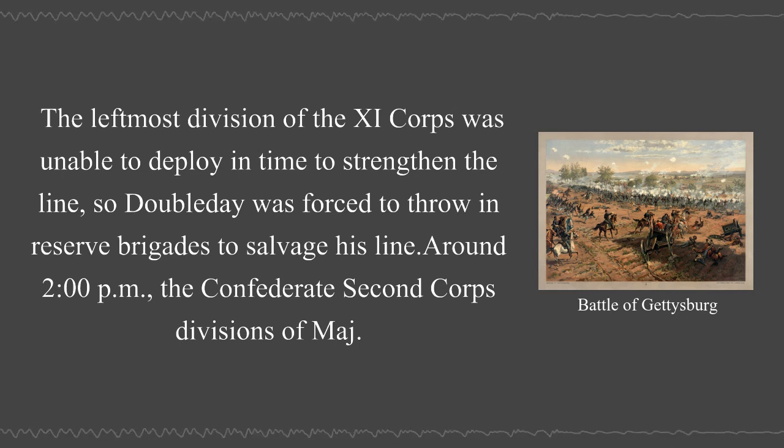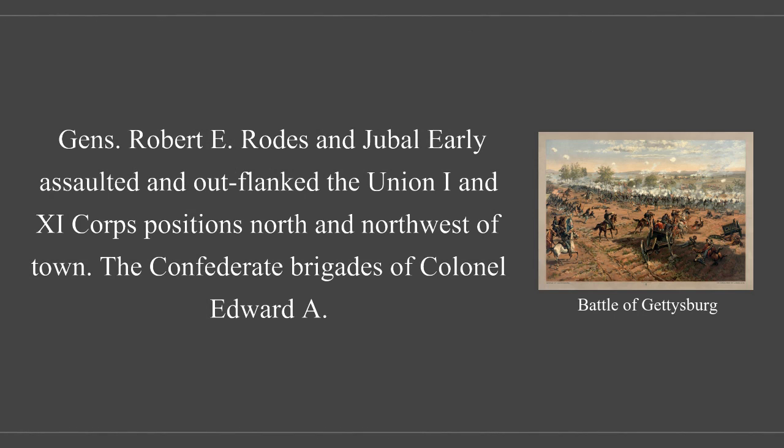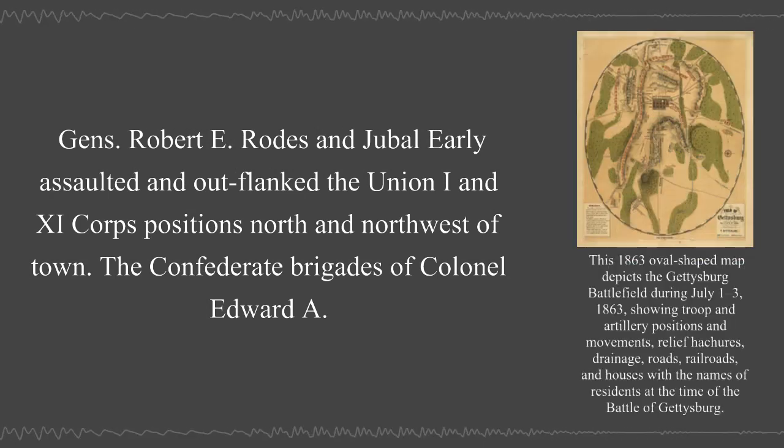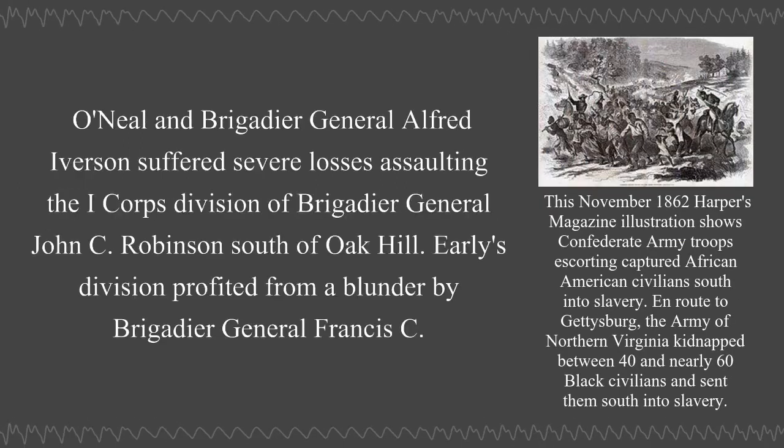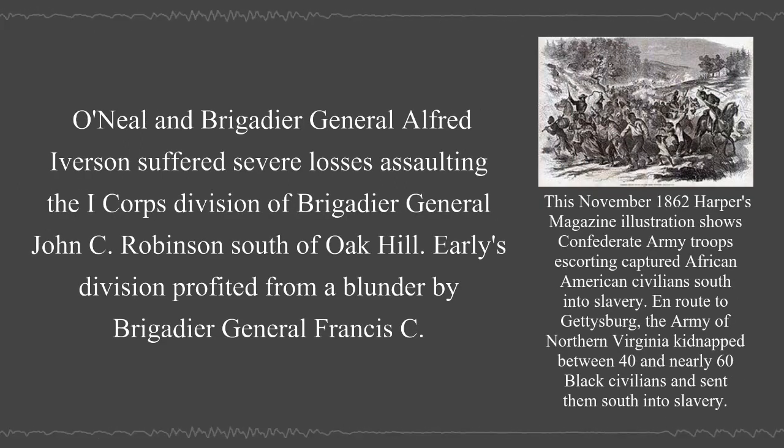Around 2:00 p.m., the Confederate Second Corps divisions of Major Generals Robert E. Rodes and Jubal Early assaulted and flanked the Union I and XI Corps positions north and northwest of town. The Confederate brigades of Colonel Edward A. O'Neal and Brigadier General Alfred Iverson suffered severe losses assaulting the I Corps division of Brigadier General John C. Robinson south of Oak Hill.